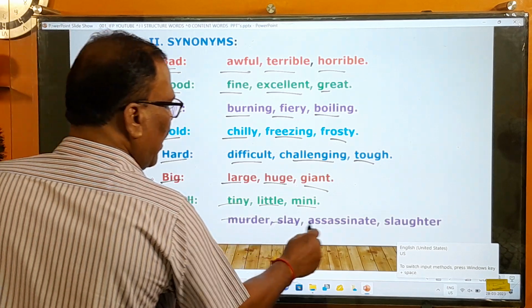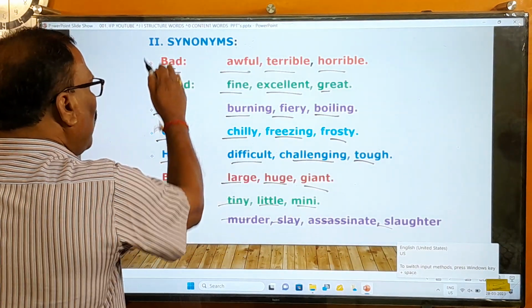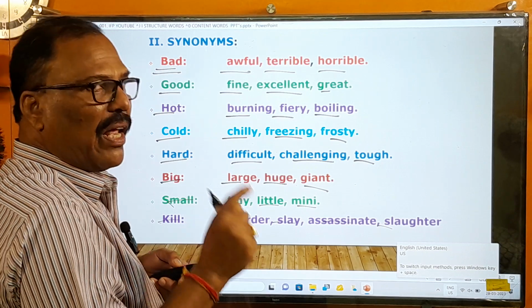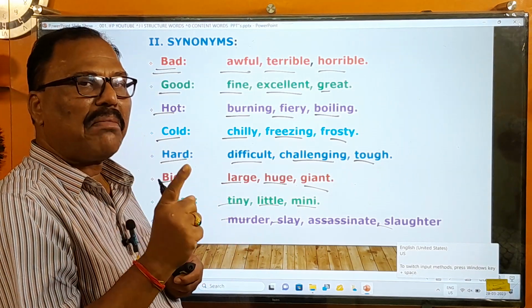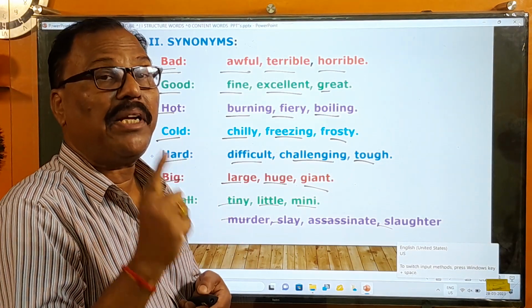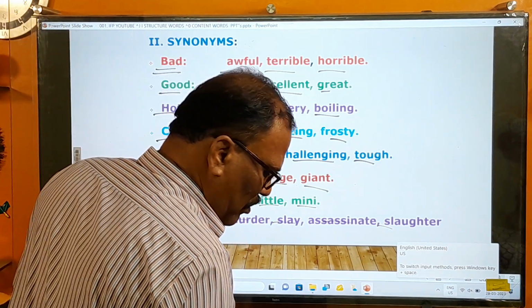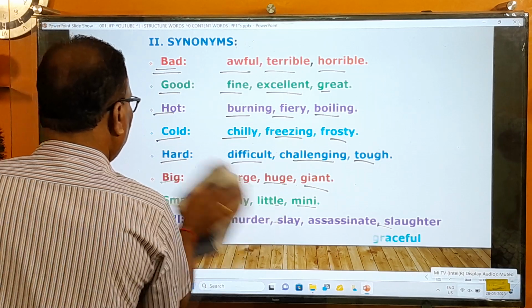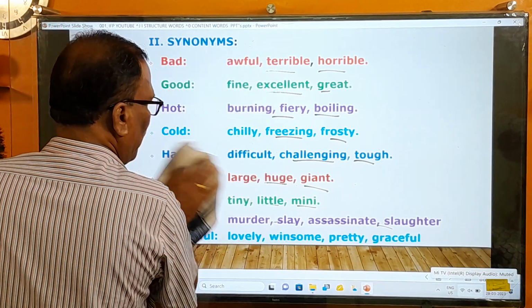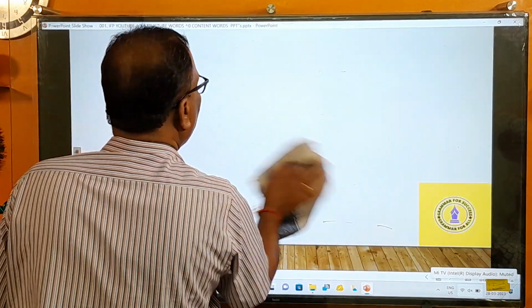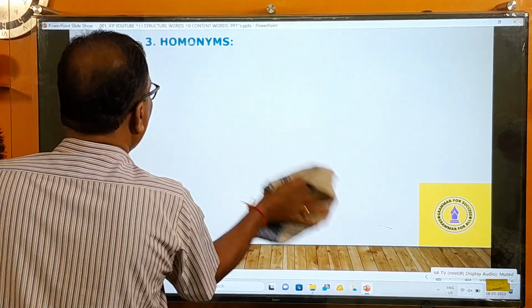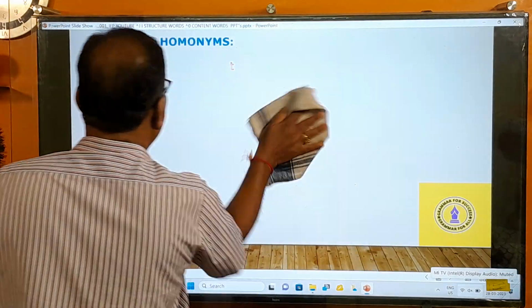Kill, murder, slay, assassinate, slaughter. See, all these words convey similar but not identical meaning. Those words are called synonyms, right? Now I go to the next word, homonyms.